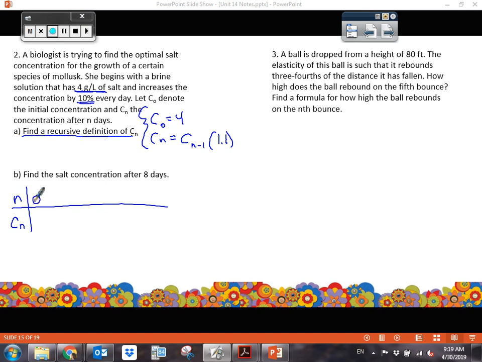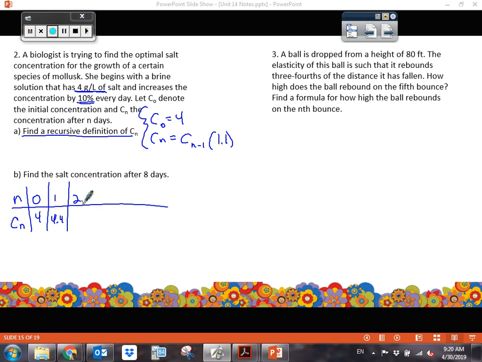So when n is 0, we know that the concentration is 4. And then when n is 1, this formula tells me to go back and take n minus 1. So 1 minus 1 is 0. C sub 0 is 4. 4 times 1.1. Okay, we understand how that formula works. We're just going back, 4 times 1.1, and that gives us 4.4.